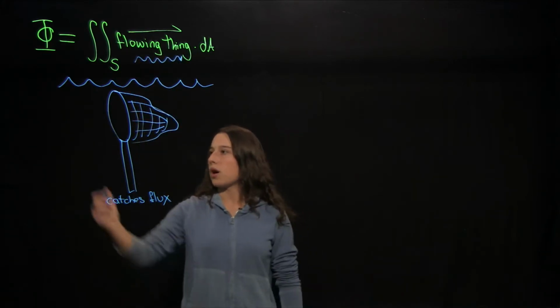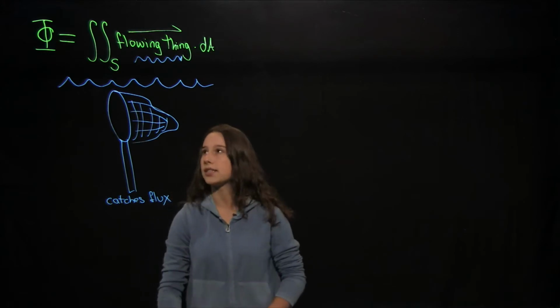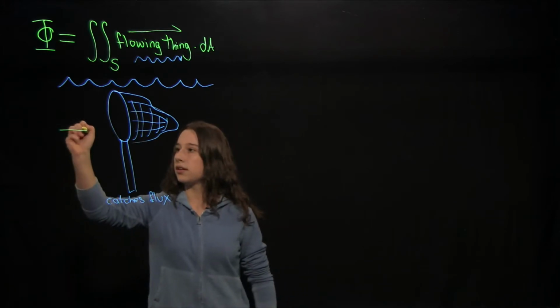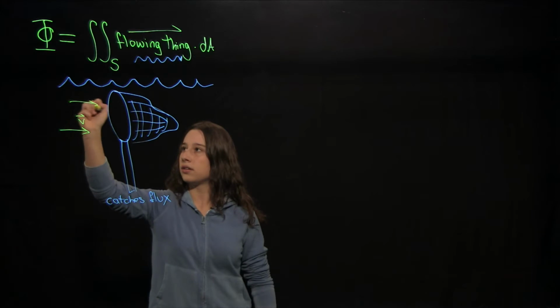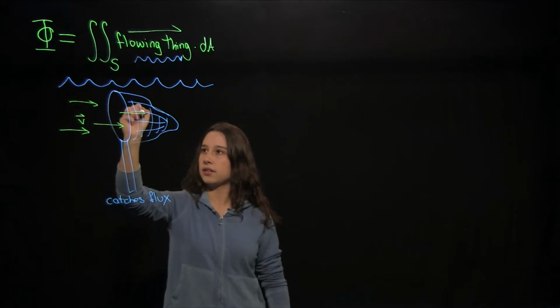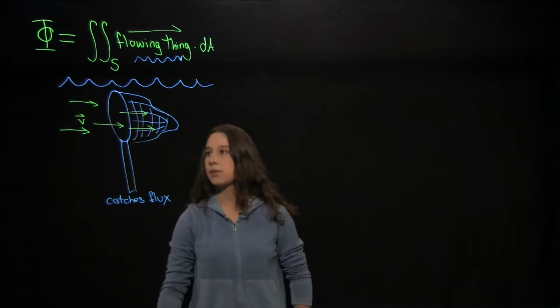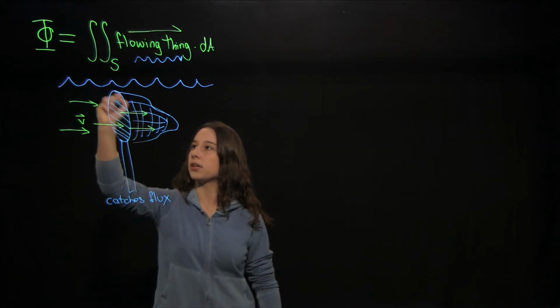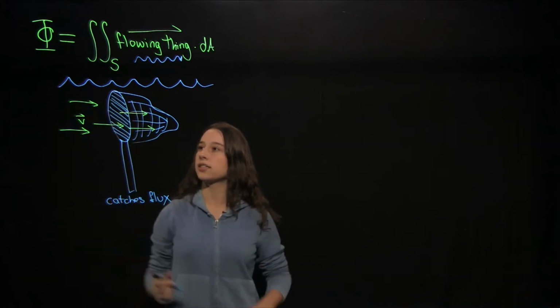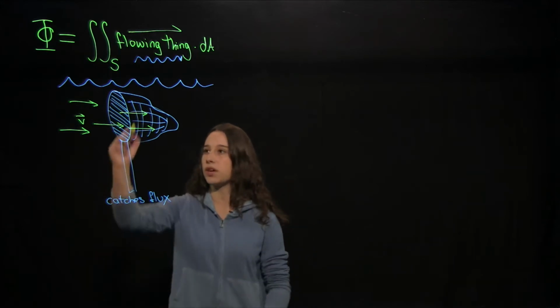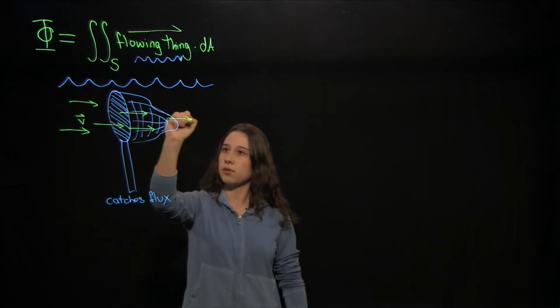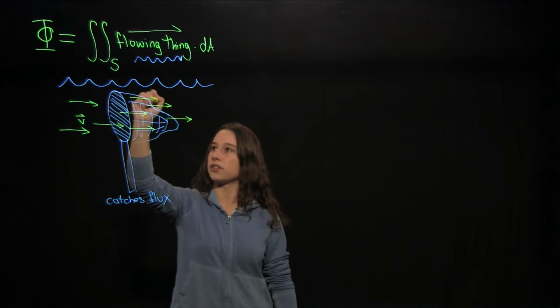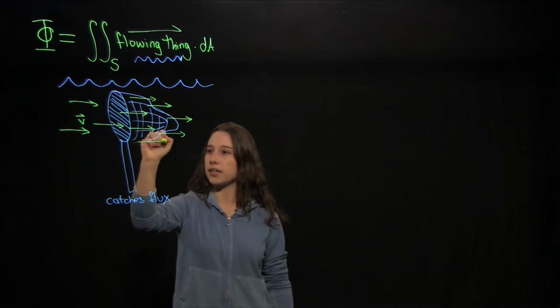But what if now we gave the water some current? We gave it some velocity, v. Now the water is moving, and it looks like this. And let's say we trap some water inside of our net. So we close our net, we close our thing that catches flux, and we have water inside, and it's moving with this current. So there would be some flowing vectors coming out of the net, like so.